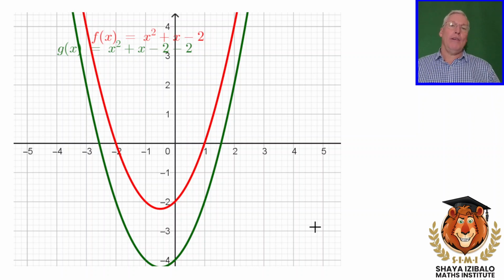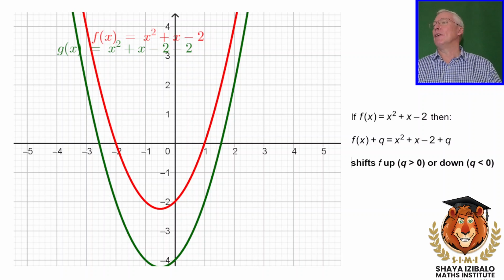When we add or subtract a number at the back, the graph shifts up or down. So there it is on the screen, just below the picture of myself and above the picture of Simi. If we've got a function and then we add q at the back after applying the function, it will shift up if q is positive, down if q is negative. Does it make sense? It always makes sense.